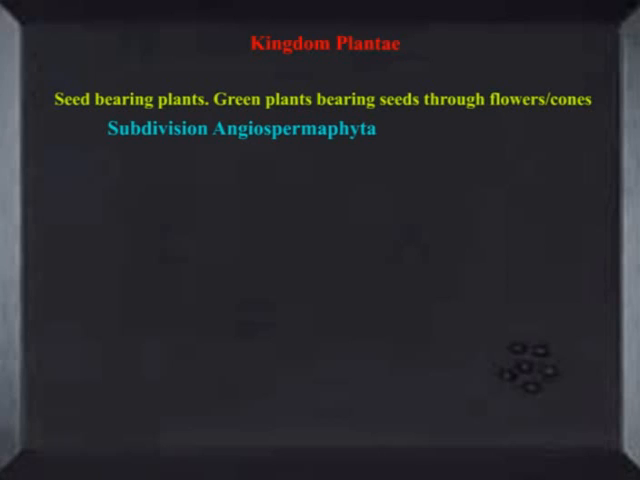Subdivision Angiospermophyta. Now, this is the most advanced group of plants found everywhere in the world. They include grasses, herbs, shrubs, and trees. The following are the general characteristics of the Angiospermophyta.